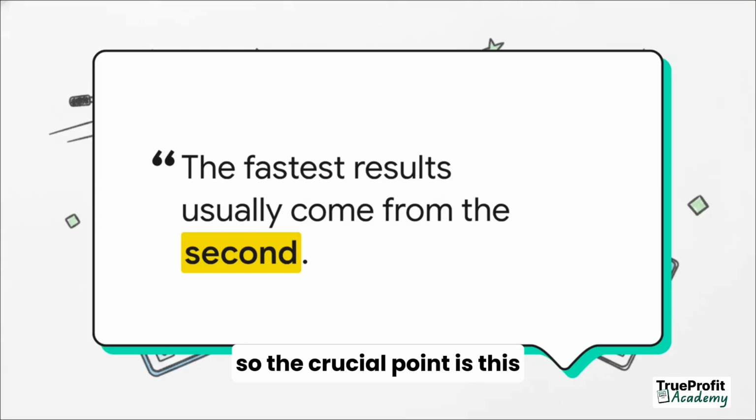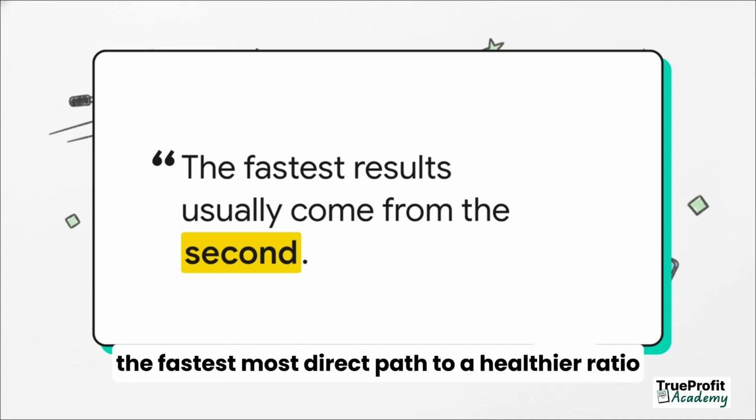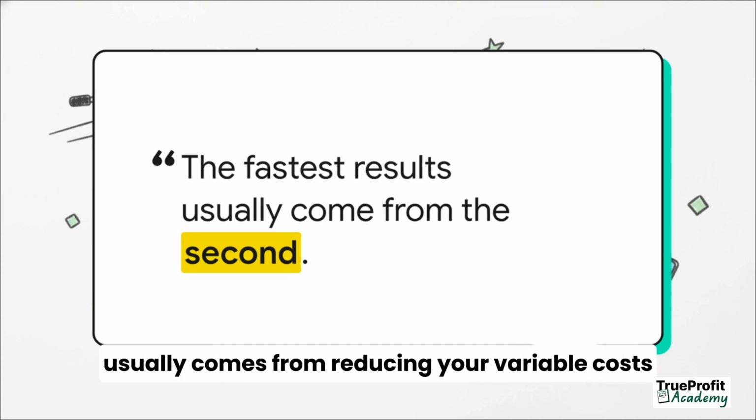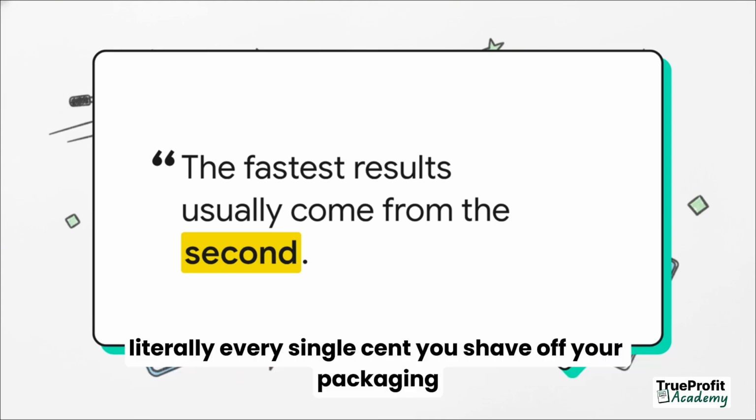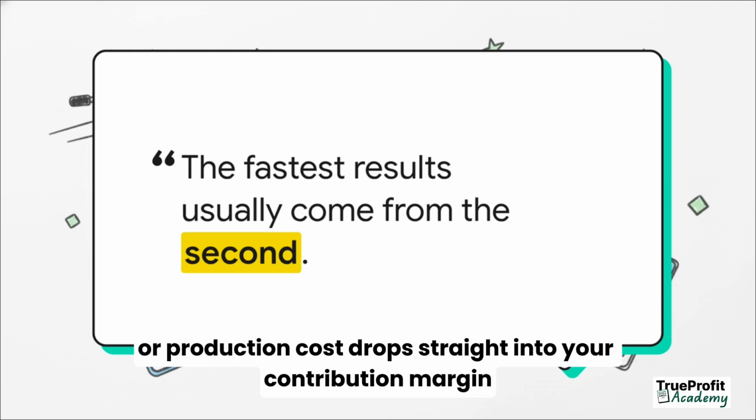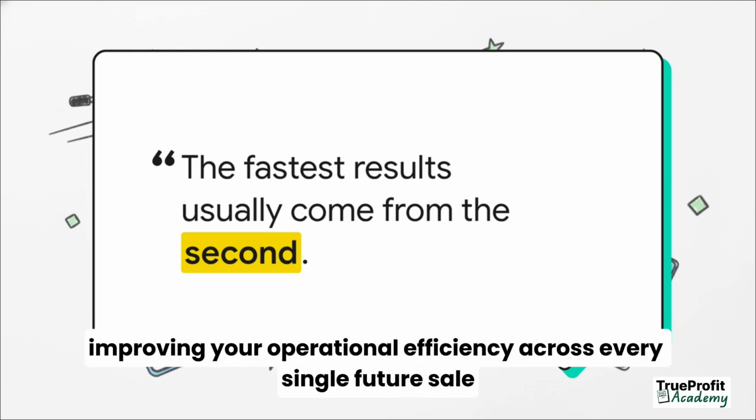So the crucial point is this. While raising prices is great, the fastest, most direct path to a healthier ratio usually comes from reducing your variable costs. Literally every single cent you shave off your packaging, shipping, or production cost drops straight into your contribution margin, instantly improving your operational efficiency across every single future sale.